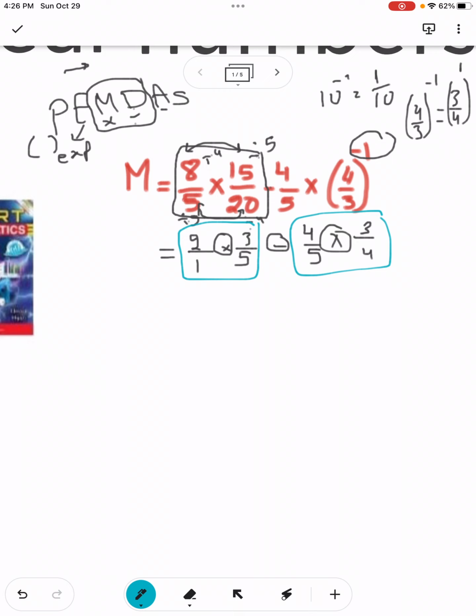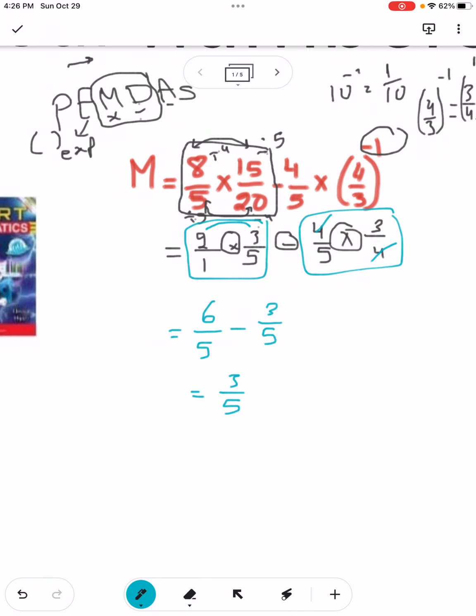Again, during multiplication of fractions, numerators by each other. 2 times 3 is 6, 1 times 5 is 5. Minus 4 over 5 times 3 over 4. I can simplify by 4 on both sides, so it's 3 over 5. Now 6 over 5 minus 3 over 5 is 3 over 5.